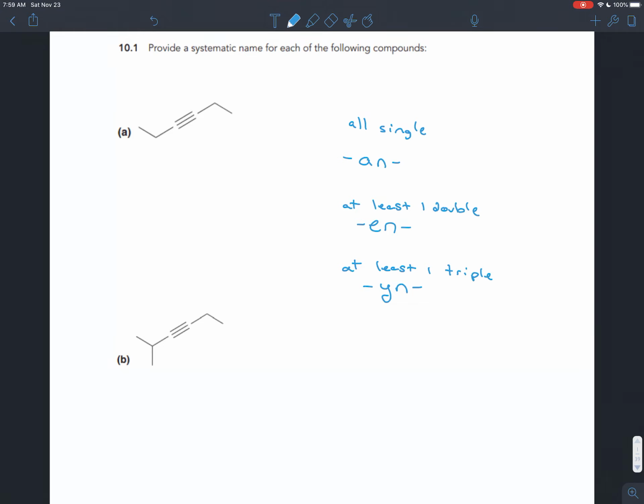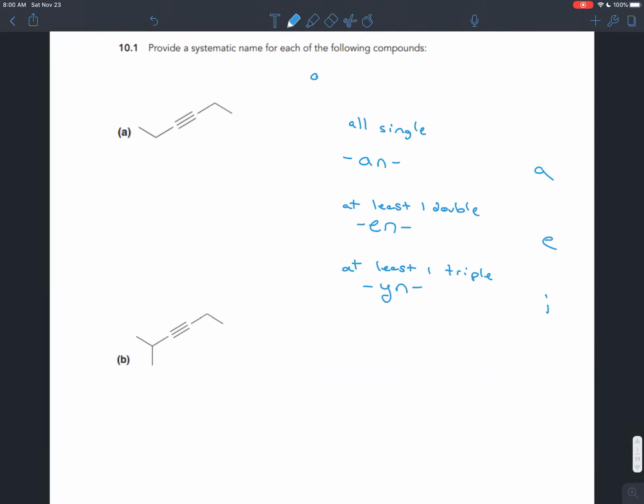And you can remember these because these were originally the first three vowels. So A, E, I, O, U. The I got changed to a Y over time. So the first vowel is single bonds. The second vowel is double bonds. And the third vowel would be triple bonds. Just make sure it's a Y, because it does get changed to a Y over time.